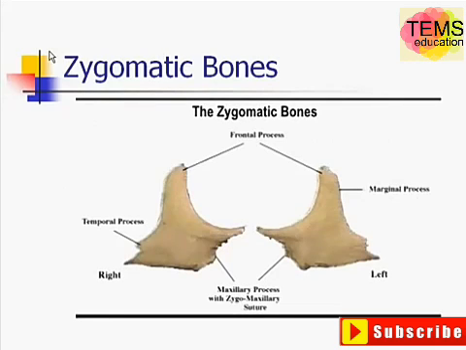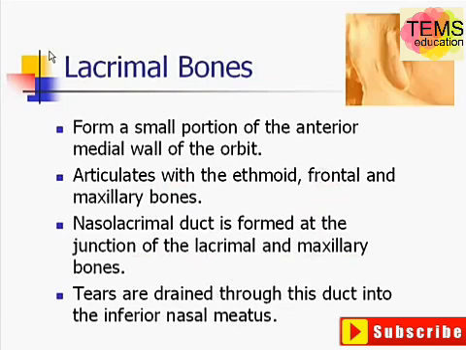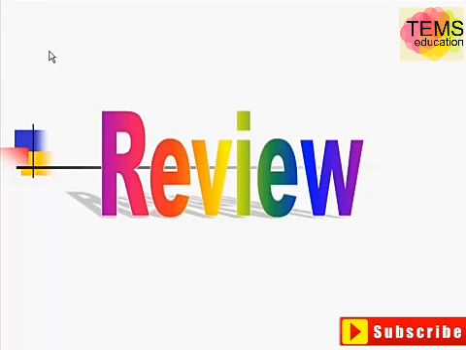Here's just another picture of the zygomatic bones. Lacrimal, think of lacrimal, think tears. This forms a small portion of the orbit, it's the most anterior medial bone of the orbit. The nasolacrimal duct is formed at the junction of the lacrimal and maxillary bones. Tears are drained through this duct into the inferior nasal meatus. Okay, that's it for your bones.